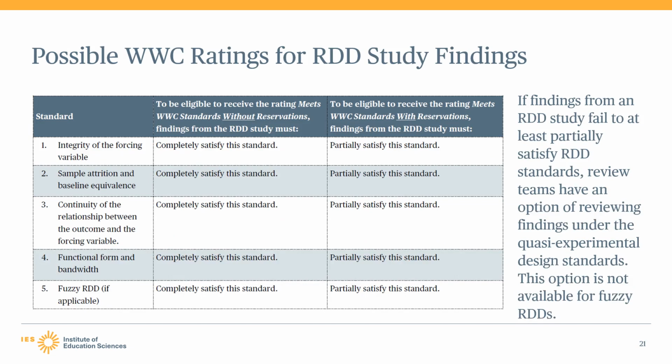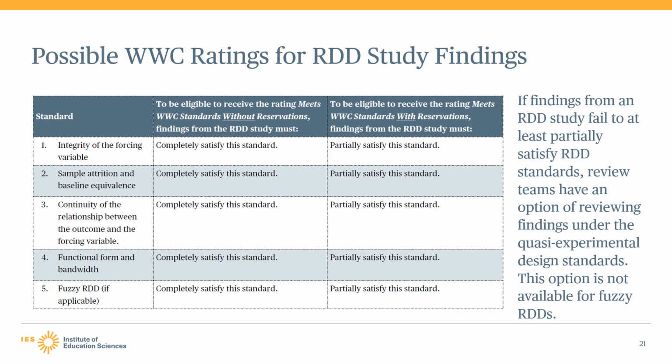After a study is determined to be eligible for review as an RDD under the WWC standards, the findings from the study can receive one of 3 possible ratings: meets WWC standards without reservations, meets WWC standards with reservations, or does not meet WWC standards. Standards 1 through 4 apply to all types of RDDs, including sharp and fuzzy RDDs, where fuzzy RDDs are those where some units do not participate in the condition to which they were assigned.